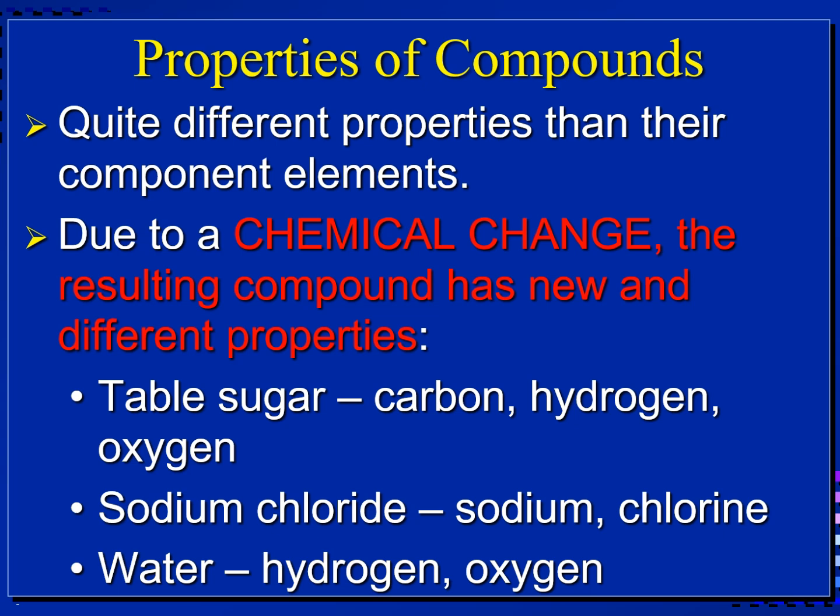Water is another good one, right? Oxygen we need to breathe. Hydrogen is incredibly flammable and explosive. Water, when they combine to make water, they have very, very, very different properties, right? Neither oxygen nor hydrogen by themselves is stable in any capacity, but water, incredibly stable. We have oceans of it, right? So chemical changes result in new compounds that have completely different properties.